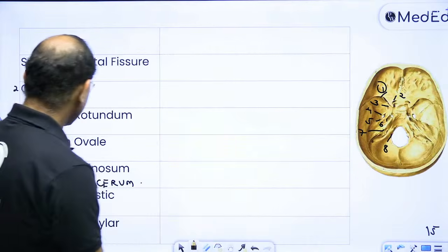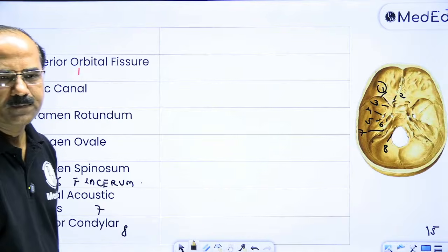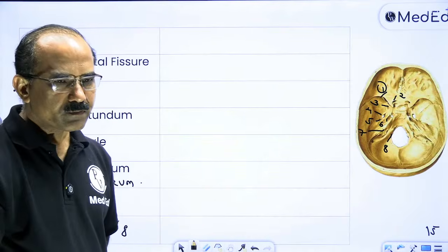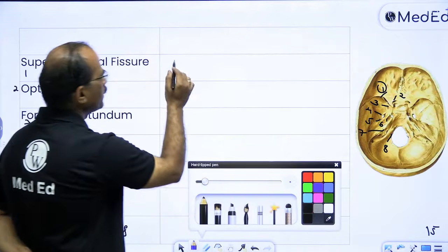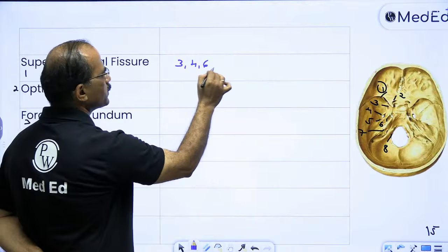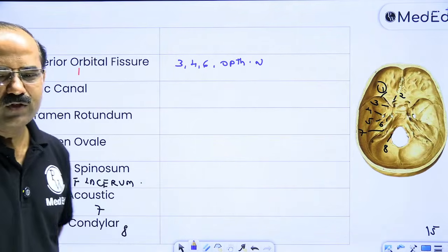Anterior condylar canal. Chalo bachcho, can you answer this? Superior orbital fissure से क्या क्या जाता है? Superior orbital fissure से जाती है 3, 4, 6 and ophthalmic division of trigeminal nerve.